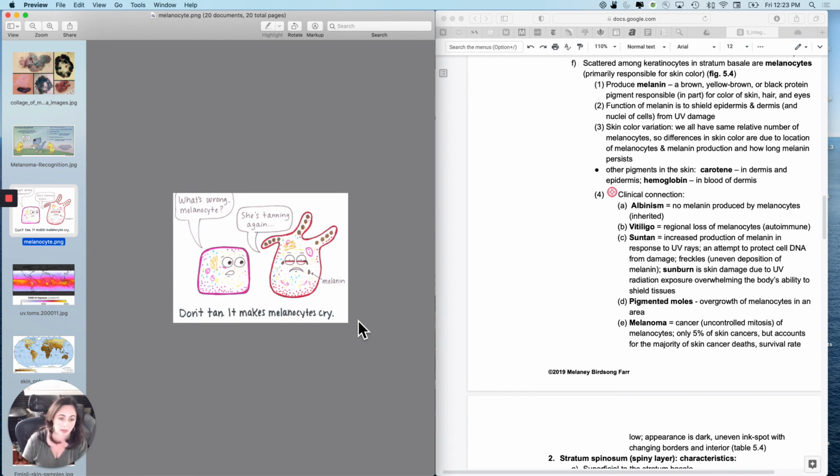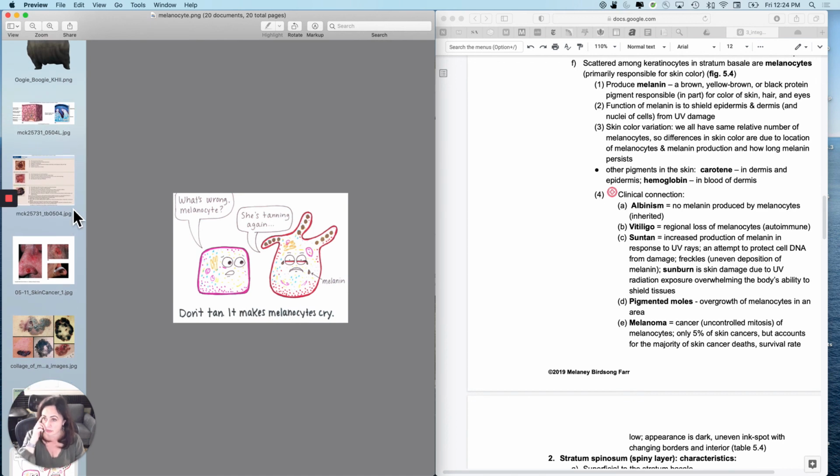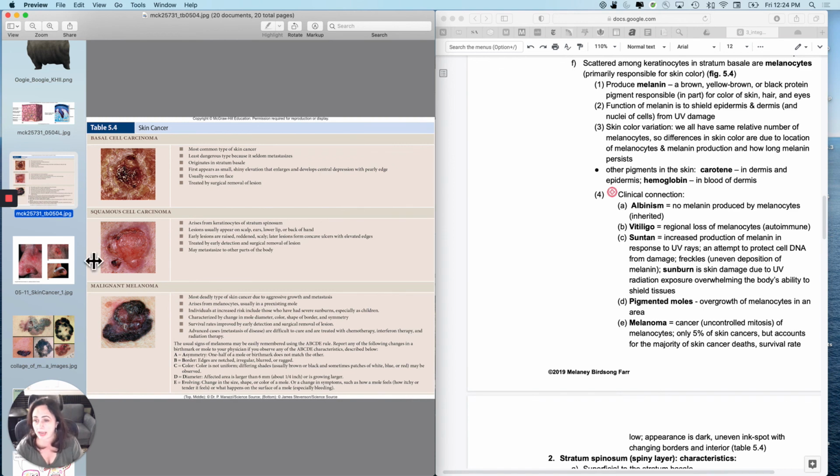So let's talk about melanoma, which is cancer that occurs in your melanocytes. And this is a serious, I mean, all cancers are a big deal, but this one is a heck of a big deal. Okay, so this is a malignant melanoma. This is the most deadly type of skin cancer. It is the most likely to metastasize and move into other tissues. It only accounts for about 5% of skin cancers, but the majority of skin cancer deaths.